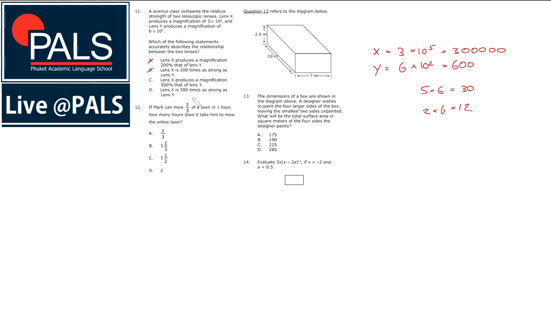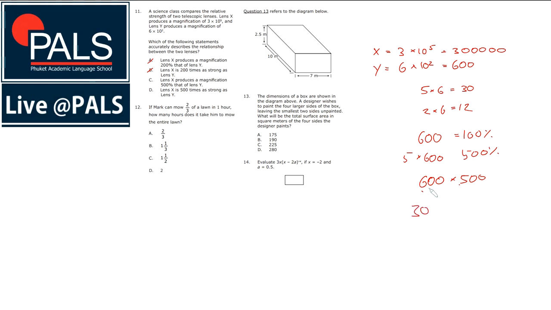500% that of length Y. So that means that increasing it by 500% would mean if 600 is equal to 100%, then 500% is equal to 5 times 600 basically. And 5 times 600 is not equal to 3 million. So if we check what 600 times 500 is, 5 times 3 is 30.